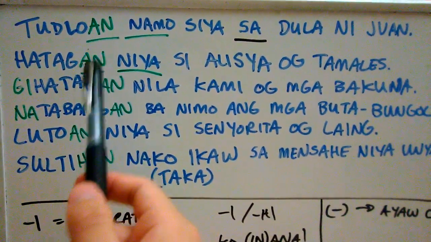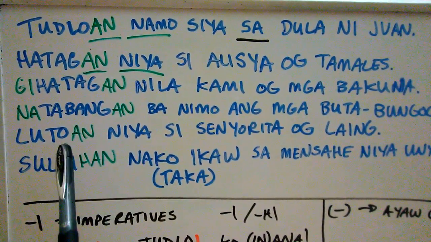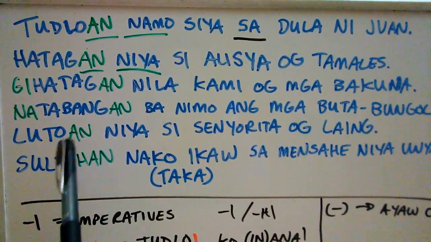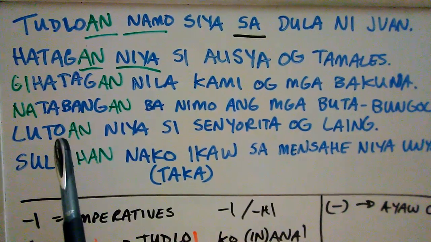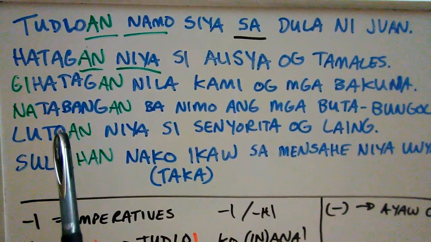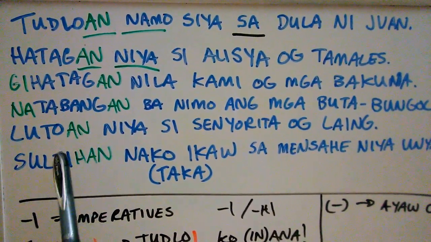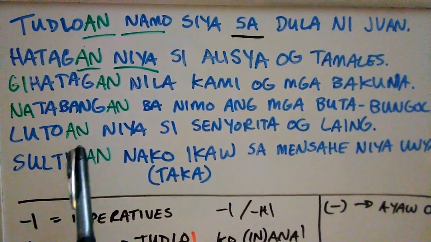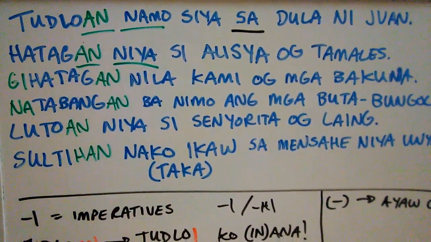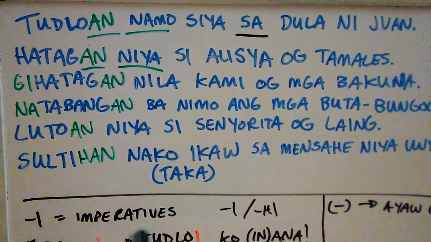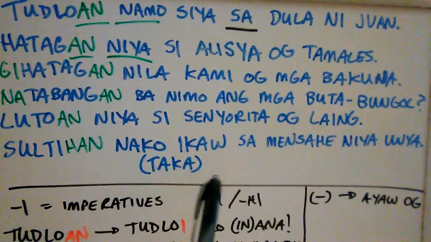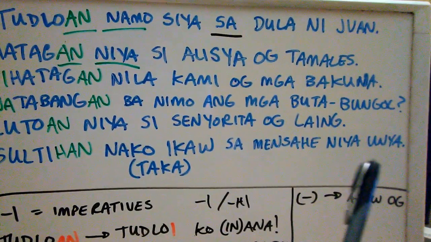Tudlo, it ends in a consonant. Luto ends in a consonant. Even though there's an O there, it's a vowel, but that glottal stop at the end of the O makes it a consonant. So we don't need to put the H. Lutoan, tudloan, sultihan. There you go. Right? Sultihan, nako ikaw sa mensahe niya unya.